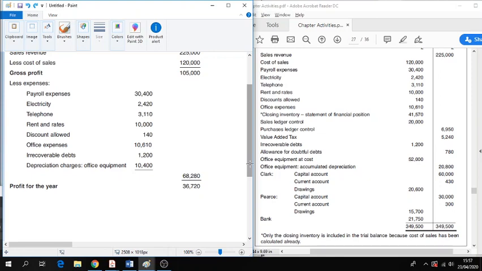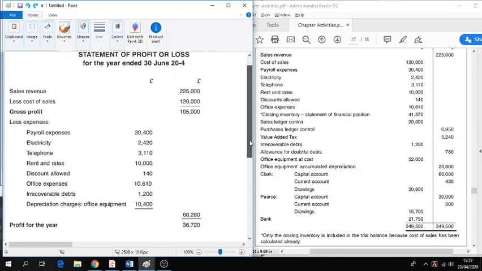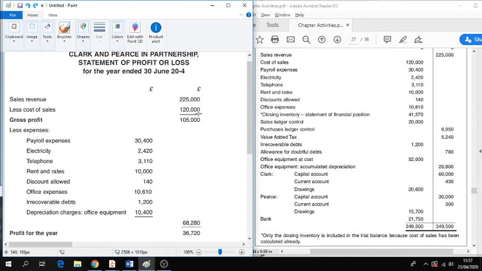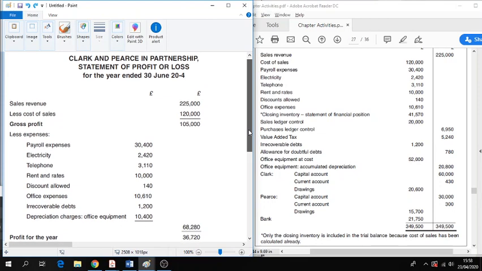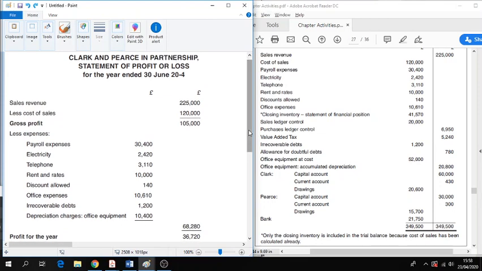Okay, so if I just leave that there for a moment, we have sales minus cost of sales gives us gross profit. We have all of our expenses, take total expenses away from gross profit. So 105 minus 68 gives us the 36,720, and that is your profit for the year. Okay, so it is a nice straightforward question there. I'm going to just pause there for a second if you want to take a picture or screenshot at this particular point and check what you've done so far. Okay, moving on.